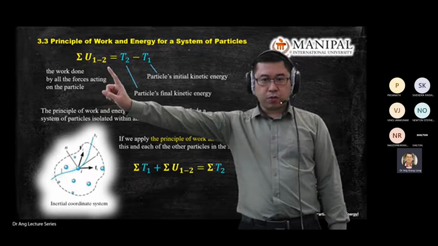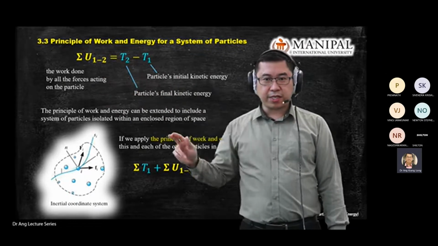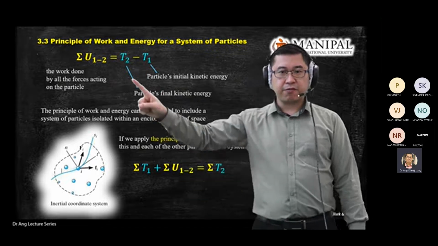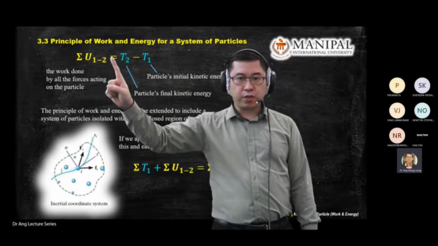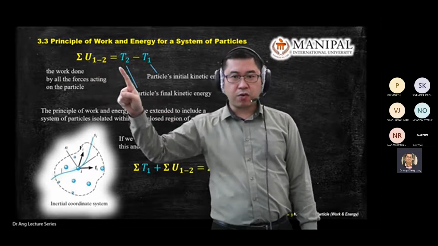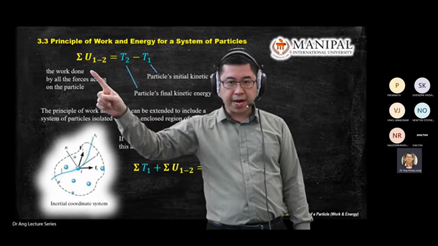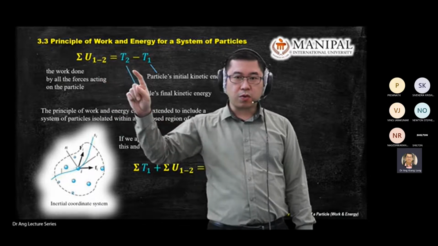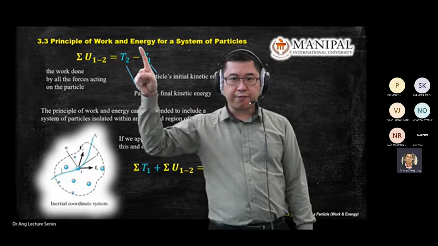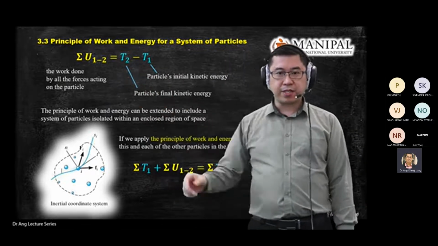Okay, so are you able to explain this equation and this equation, the meaning? If you look at this equation, U equals T2 minus T1, what does it mean? The total work done on the system, or on the particles, or by the particles, equals the change of kinetic energy you have. And you rearrange again.